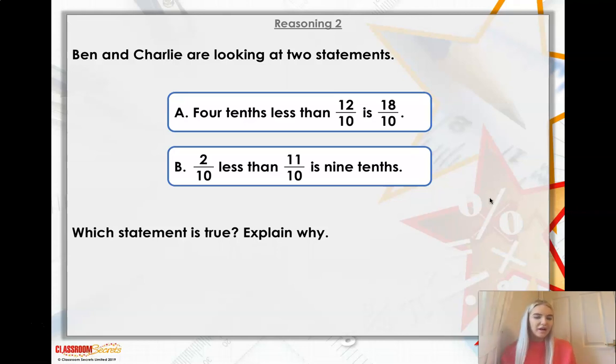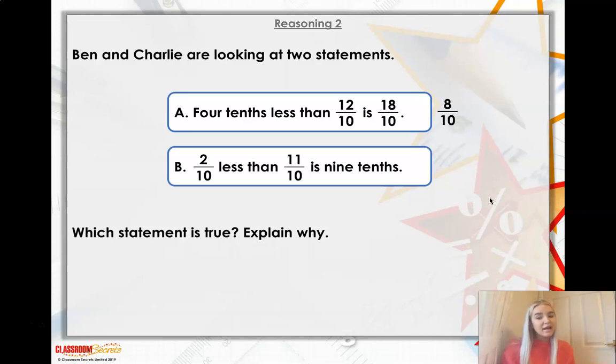Okay, did you work out which statement was true? Don't worry if you didn't, because we're going to work through this together now. So 4/10 less than 12/10. Well, I'm working out 12/10 take away 4/10. Now, I know that 12 take away 4 is 8. So 4/10 less than 12/10 would be 8/10, not 18/10. So that is incorrect.